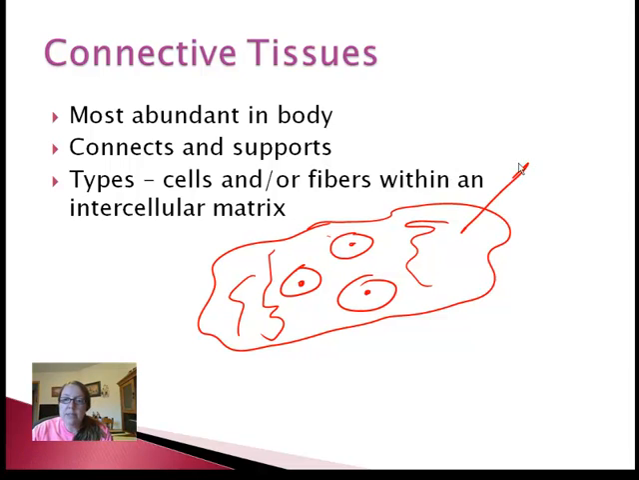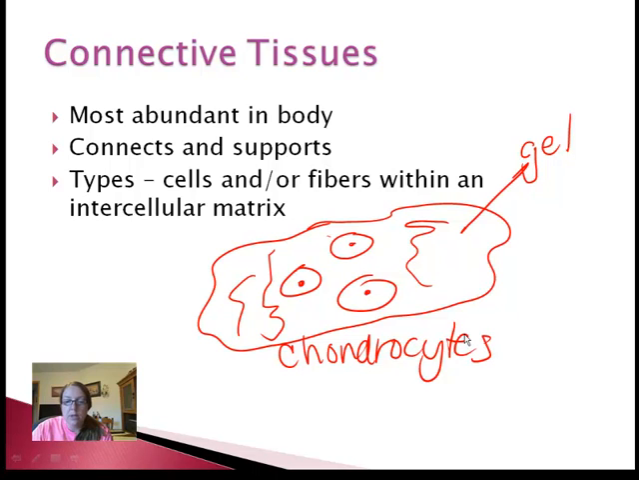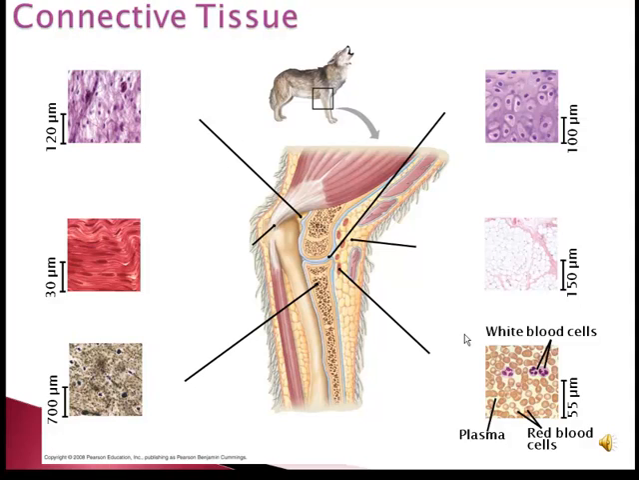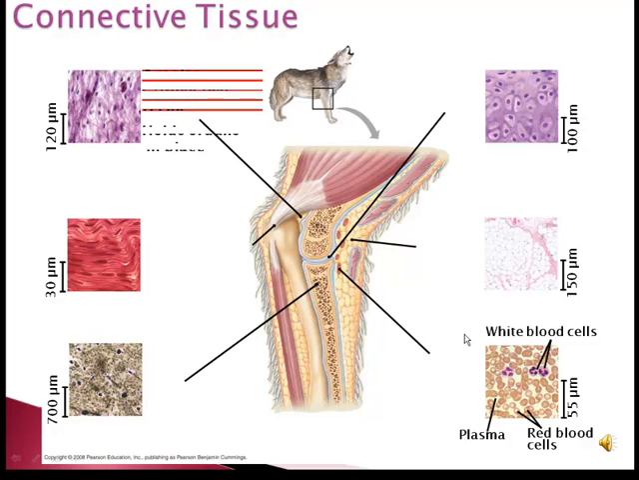So if it happens to be like a cartilage, like in your ears and the tips of your nose, that matrix is like a gel type matrix, where the cartilage cells, which are called chondrocytes, sit in. If it's bone connective tissue, that gel, that matrix has ossified into something much harder. So that's just the terminology. The cells are embedded in some type of matrix. Here are the different types of connective tissue.